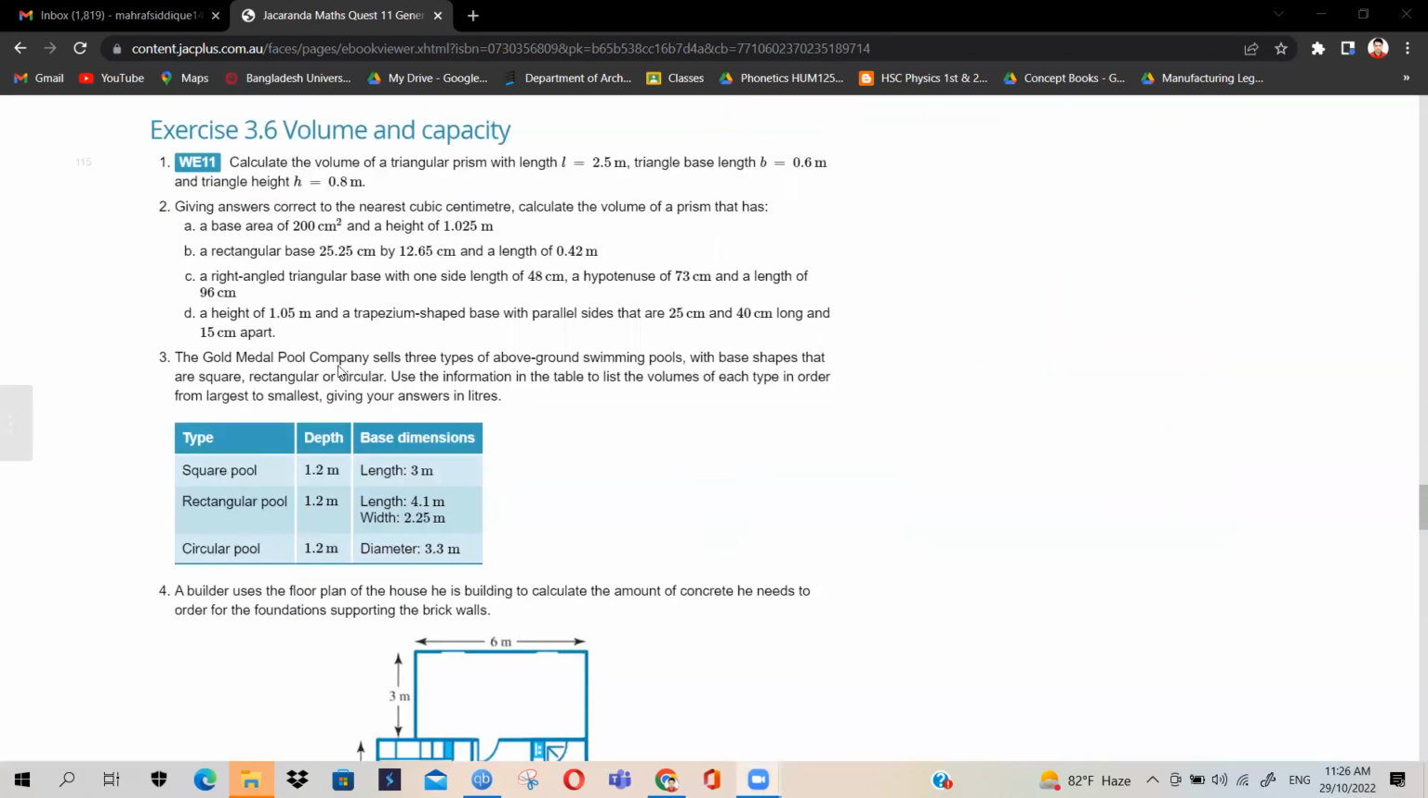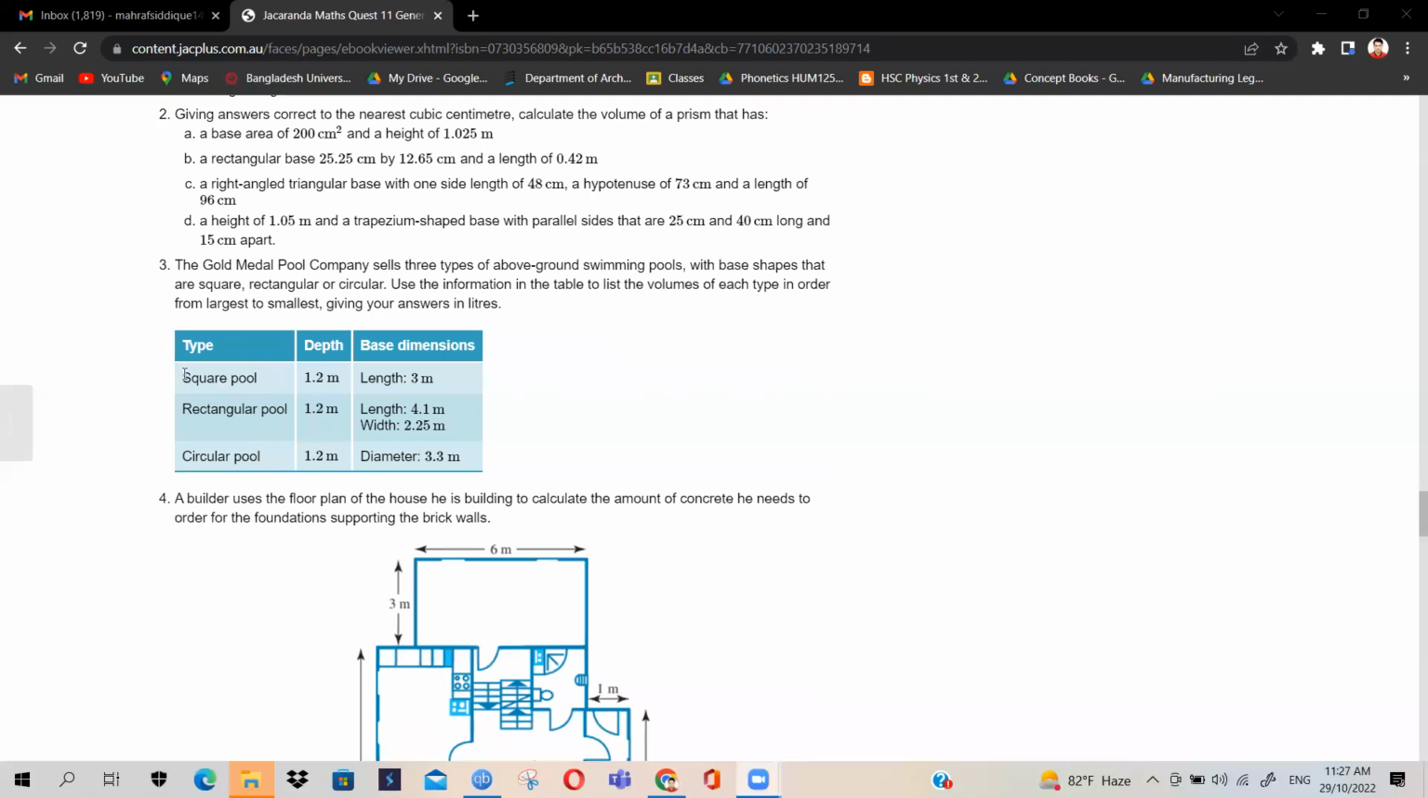The gold medal pool company sells 3 types of above ground swimming pools with base shapes that are square, rectangular, circular. Use the table to list the volumes of each type in order from largest to smallest, giving your answers in liters. Okay, fine. So just calculate the volume and then the capacity from that volume by relating meters cube with liters. Okay, and then you will be able to get the answer. Just that, nothing difficult.